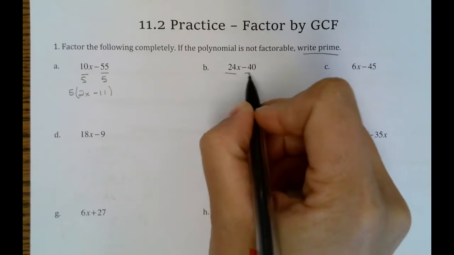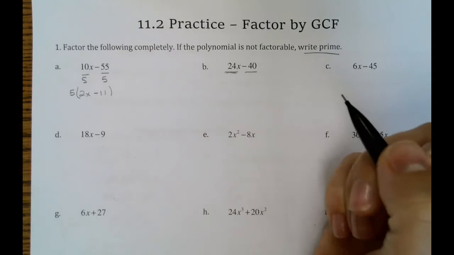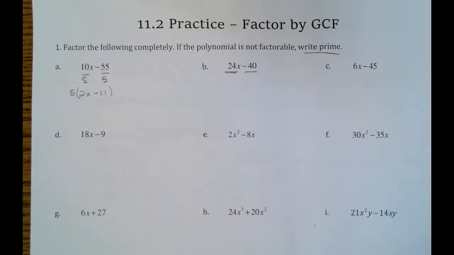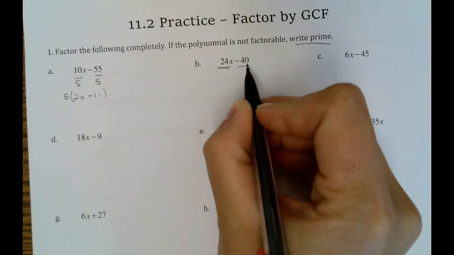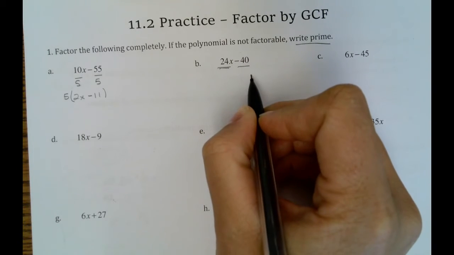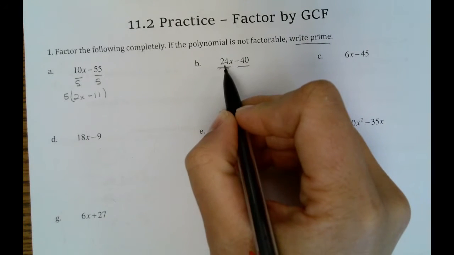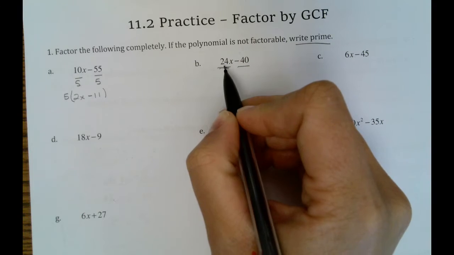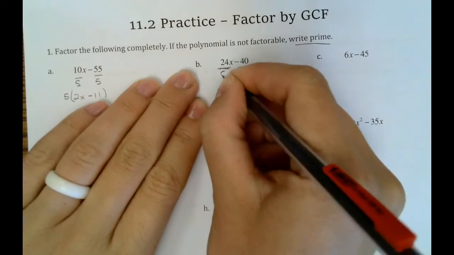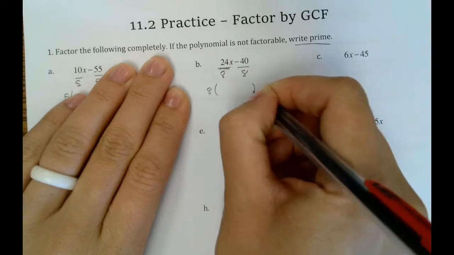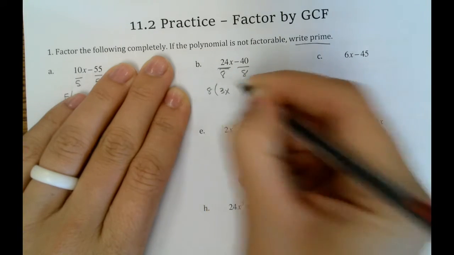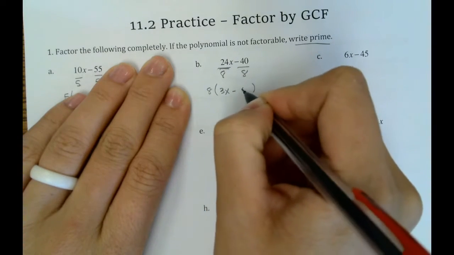Okay, here on our next one. 2 goes into both 24 and 40, but that's not the biggest number that goes into both. So we want to guess and check until we find our biggest number that can go into both terms. If we try 4 goes into both, we'd have 6x minus 10 left, so that wouldn't work. We want something bigger than that, so let's do 8. Yeah, 8 will work. So if we divide by 8, 24 divided by 8 is 3, so we have 3x there. Negative 40 divided by 8 is negative 5.